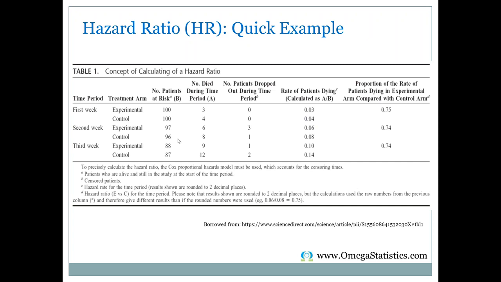Okay, so second week, we look at it again. Now we have 97 because we lost 3, right? So we have 97 in the experimental, 96 in the control, because we lost 4 before. So we had a couple people that dropped out, so we had some censoring going on. But the rate of patients dying is calculated here. 6 divided by 97, so we have 0.06, and here we have 8 divided by 96, which is 0.08. Now, if I take the ratio of 0.06 and divide it by 0.08, it's 0.74. It's not exactly the same, but it's pretty darn close.